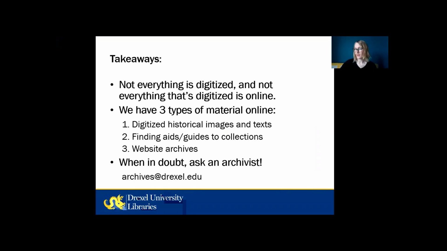So there are 3 things I want you to take away from this webinar. One is just that not everything is digitized, and not everything that's digitized is online. The second thing is that we have 3 main types of material online for you. We have digitized historical images and texts, we have a database of guides to our collections, and we have website archives. And the third thing I hope you'll remember, and this is really the biggest thing, is that whenever you're in doubt about something, you should ask an archivist.